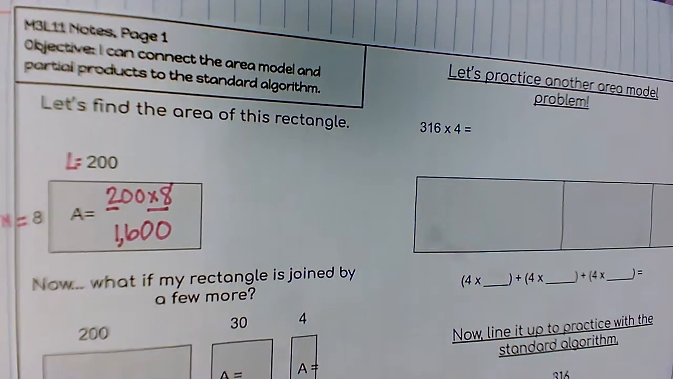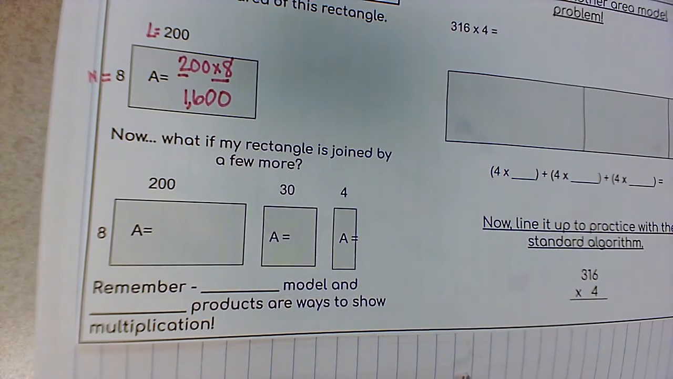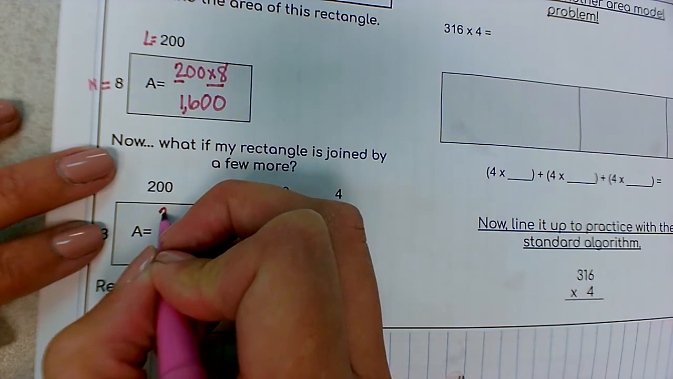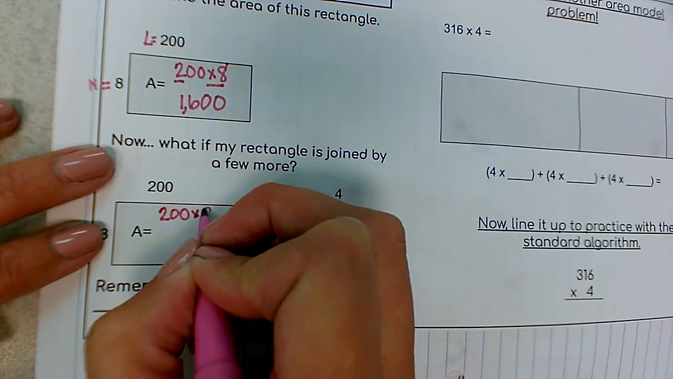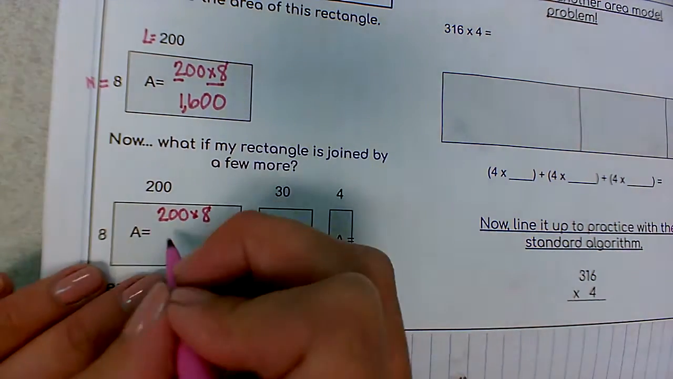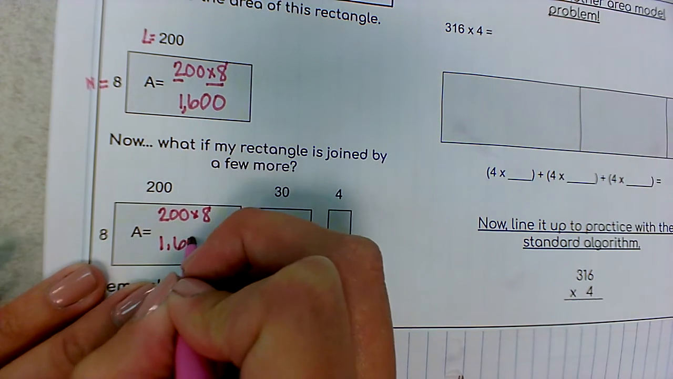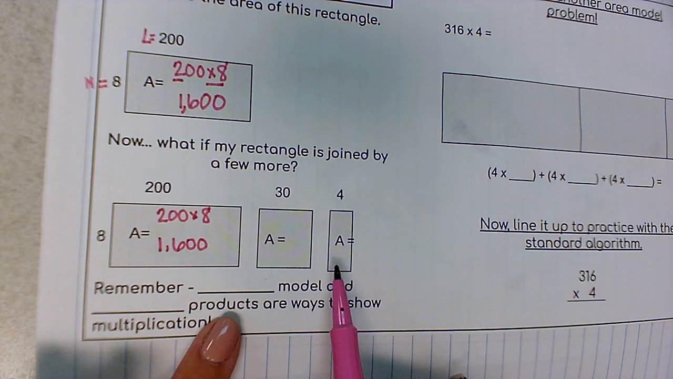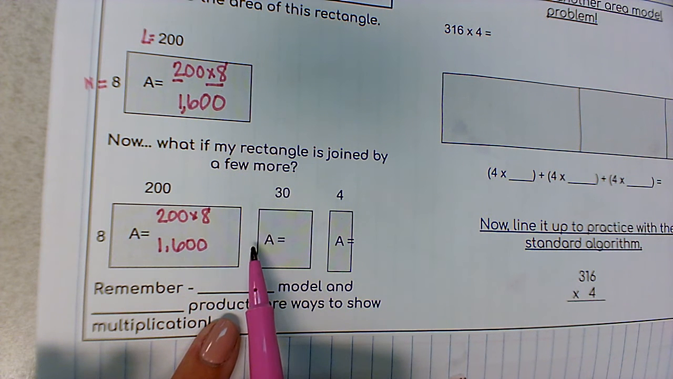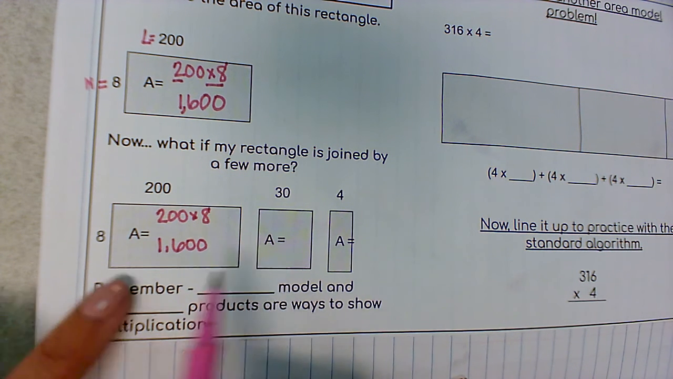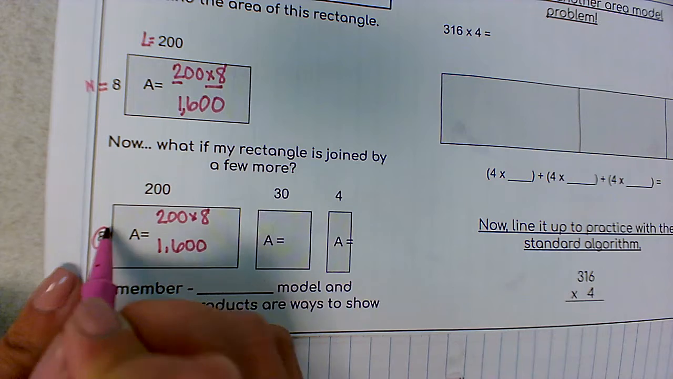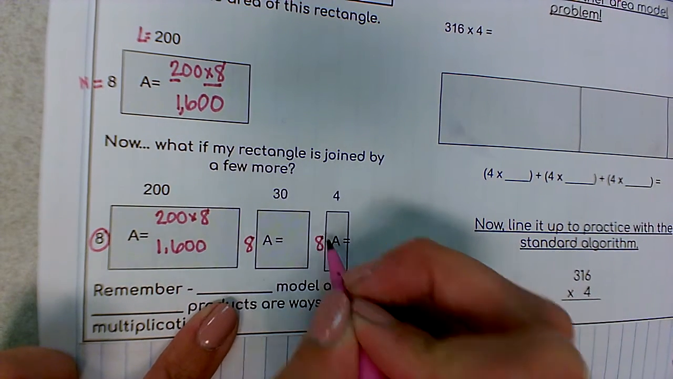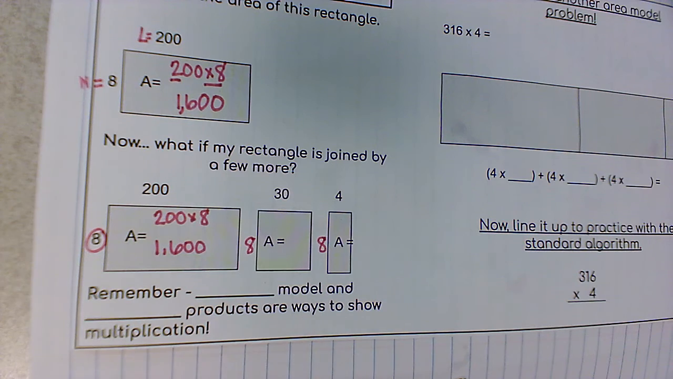Now, let's use that same thinking, and I have a few more rectangles that are joining in. So again, I know that this rectangle was 200 times 8, and I knew that that answer was 1,600, same as above. Now as I look at these rectangles, it doesn't have a measurement on this side as the width, but I can tell that it is the same as this 8. And so if I want, I can write 8 over here to remind myself that that is the width of those 2 rectangles as well.